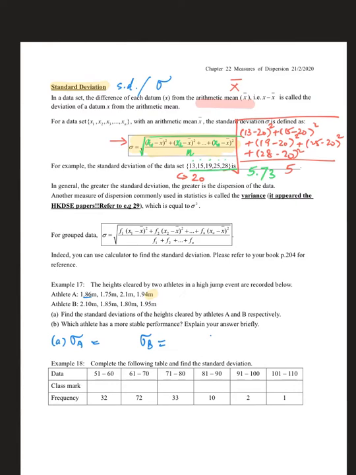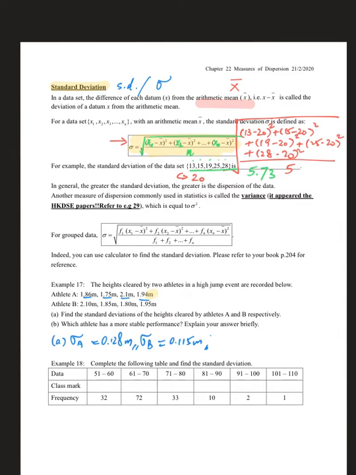Please input 1.86, 1.75, 2.1, and 1.94 in the built-in function of your calculator. And then you check the SD, which is 0.128 meter for athlete A. And for sigma B, you should have got 0.115 meter for athlete B. This is quite easy, hopefully, because you need not do any calculation, but you just input the values into the calculator and obtain the answer.